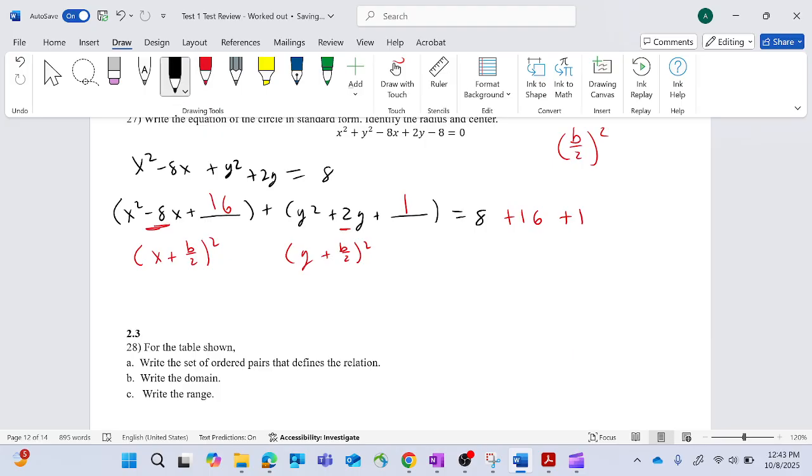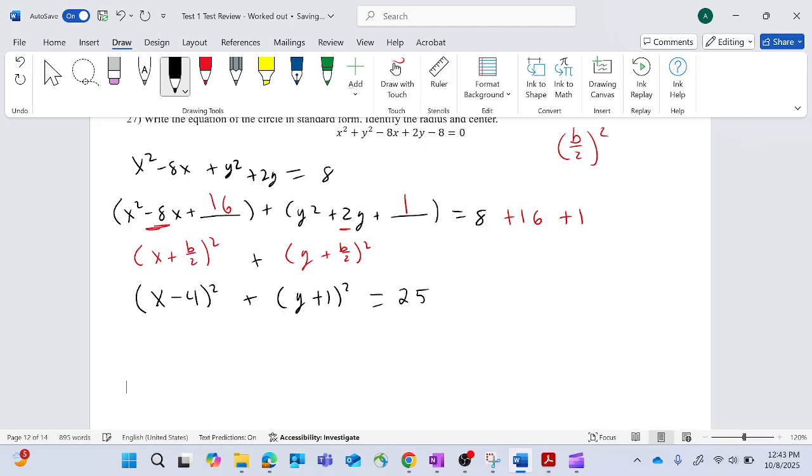So in this case, my b is negative 8. So negative 8 divided by 2 is negative 4. You have x minus 4 squared. I should put a plus there. And plus, in the y term, my b is 2. 2 divided by 2 is 1. You have y plus 1 all squared. In this case, you have 25. All right. And that's the equation of the circle in standard form.